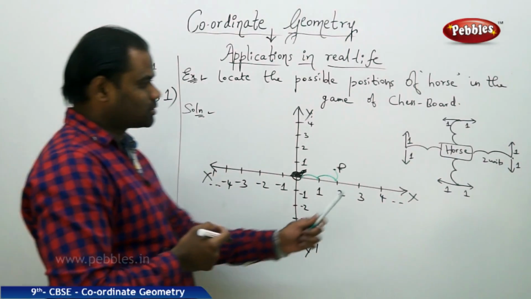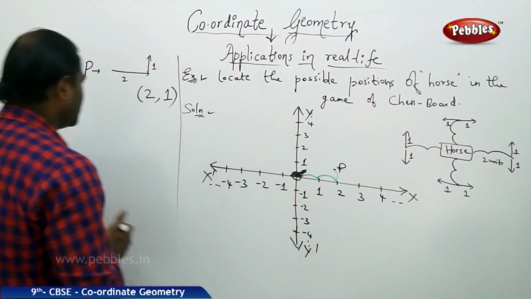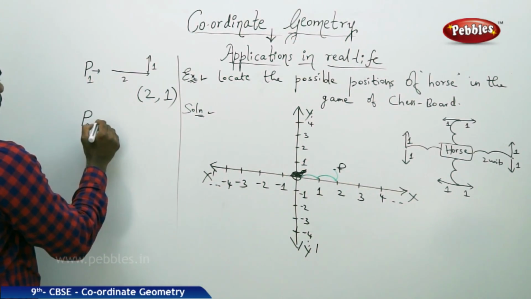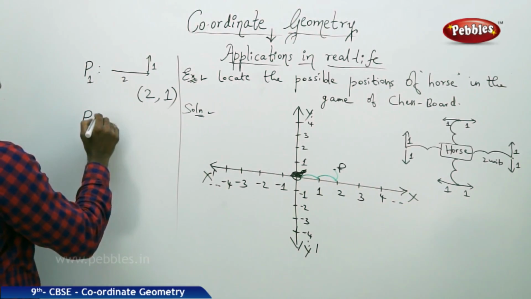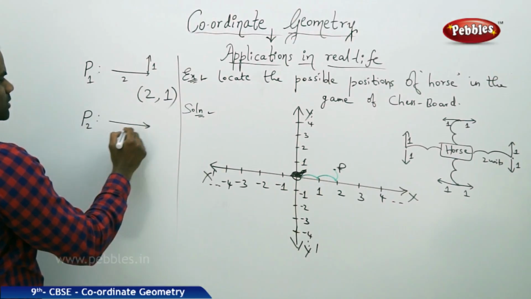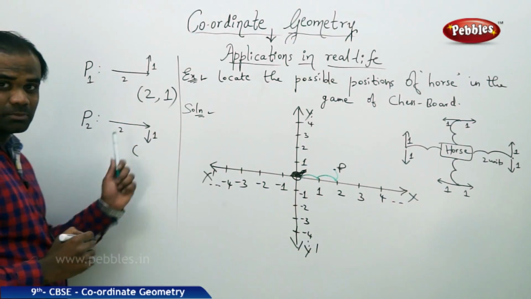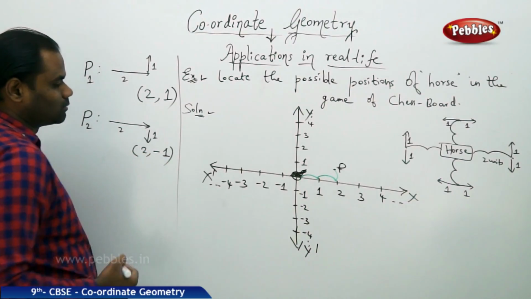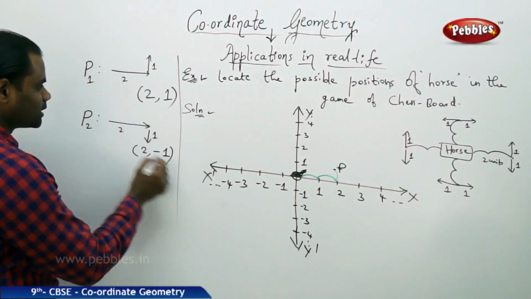Similarly, the horse can also move 2 units right and 1 unit down, and therefore I have the second position, P2. It moves 2 units to the right and 1 unit down, so it moves positively 2 units right but negative 1, because it moves 1 unit down, to the negative side of y-axis, and hence the coordinates are 2 and -1.